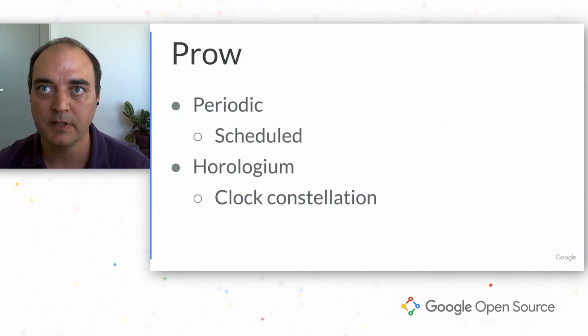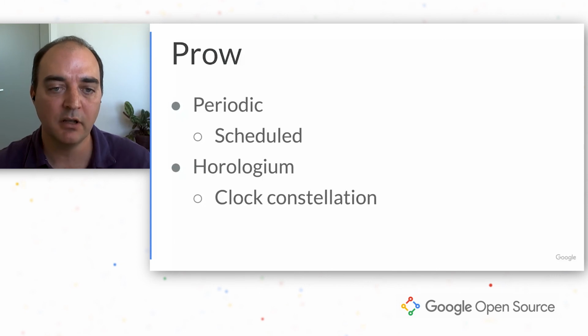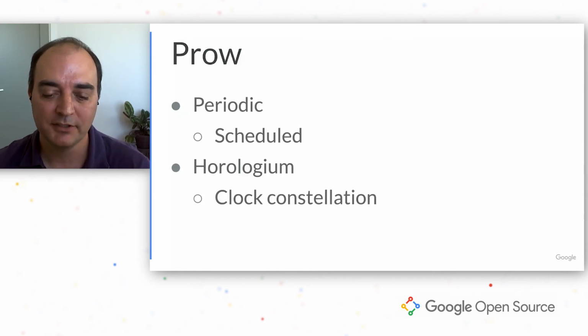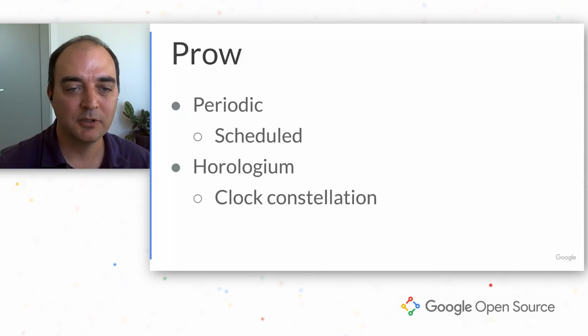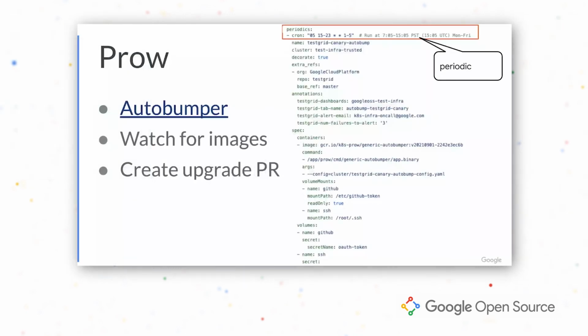If your testing needs to run according to some kind of schedule, like a cron job, that will be handled by the horologium component. And obviously everybody knows that the horologium is the clock constellation. So once we publish new images, we need something to notice those new images and upgrade our cluster to them. So we use a periodic job for that. And you can see here we're scheduling it to run on an hourly basis during working hours.